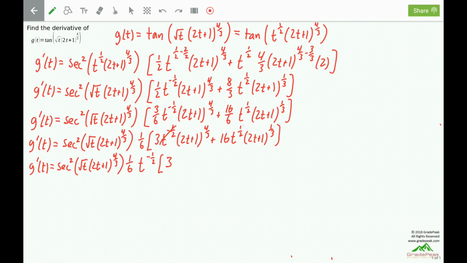Now if you subtract a 1/2 from this, it's equivalent to adding a 1/2, and that will become t to a 1/2 plus 1/2, which is a 1, and so that will become t to the 1 after factoring. There's what we're going to have left. It looks like we have 3 times 2t plus 1 to the 4/3 plus 16t to the first power, 1/2 minus a negative 1/2, and then 2t plus 1 to the 1/3 power.